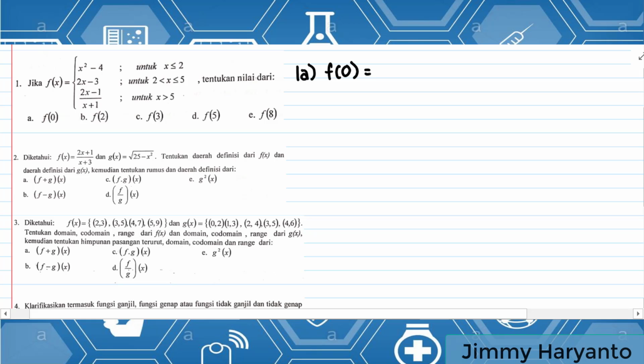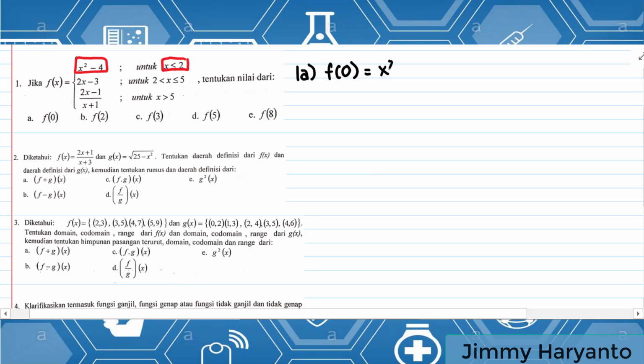But first, this is a special question because the function is divided into 3 types. The first one x squared minus 4, the second one 2x minus 3, and the third one is this one, with some values of x attached to it. So for x equals 0, you have to find where 0 lies. 0 is less than or equal to 2, so 0 lies on the first function. So you have to use the first function.